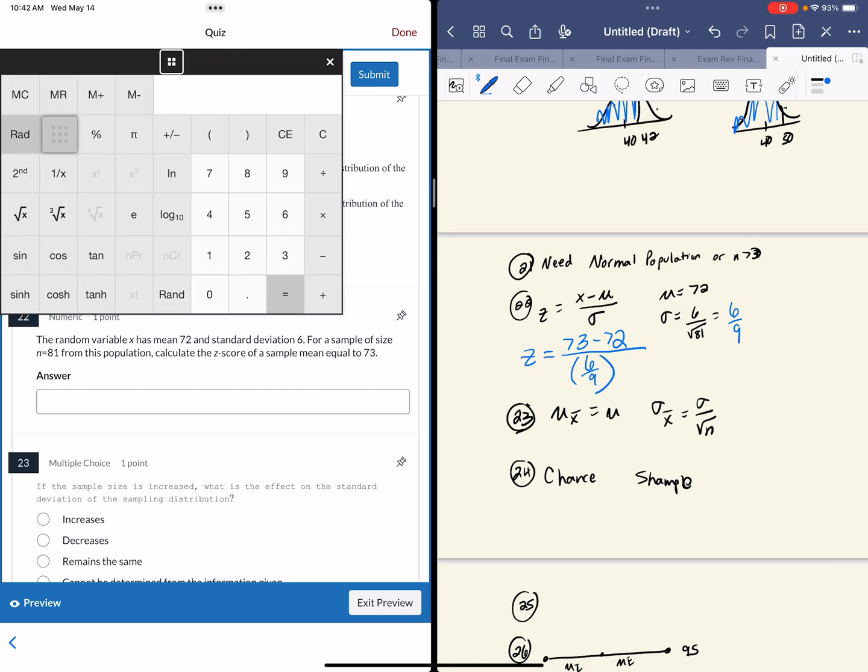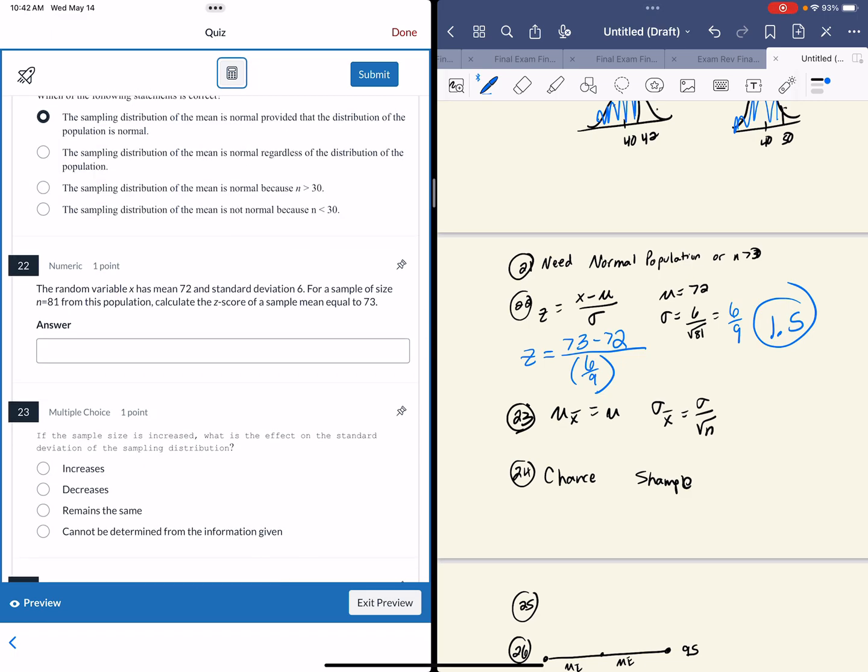I'm going to do, on the little calculator, 73 minus 72 equals, divided by, and put your 6/9 in parentheses, 6 over 9. And my answer is 1.5. And like I said, I don't think that will be on there because it's too hard to type.